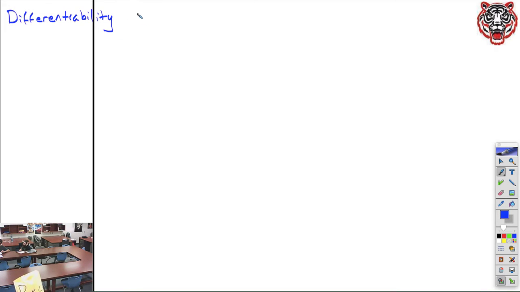And the fastest way of saying that is: where does f prime not exist? F prime does not exist at the following four things. Number one, endpoints.